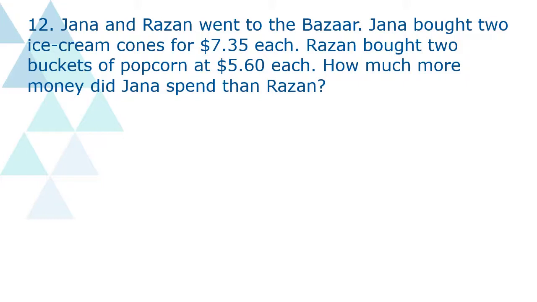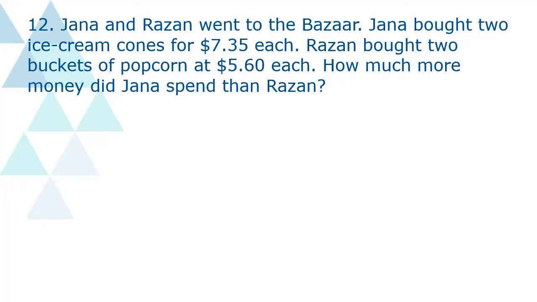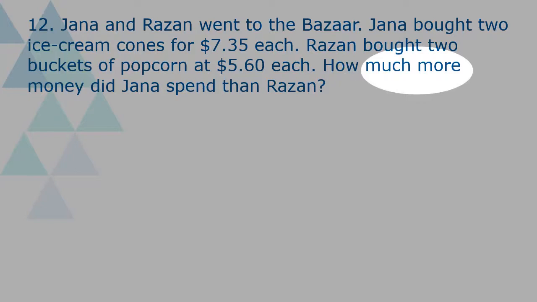There are a few important keywords I need to pay attention to. First one is the word each. It means that she bought 2 ice cream cones and the cost for each cone was $7.35. So I have to add here first. And I'm going to do the same thing for Razan. And next, I will have to deal with the more money that Jana spent than Razan. That is to calculate the difference by subtracting.